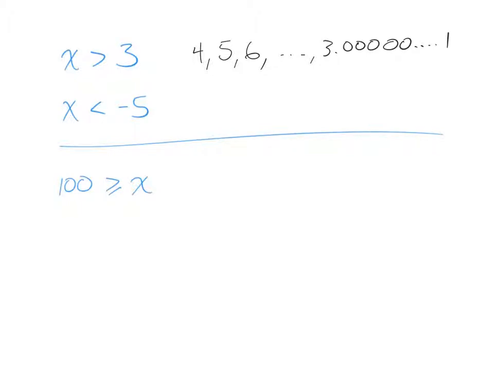And we can do something similar for the next one. x is less than -5, so you just need a number that's less than -5, or to the left of -5 if you want to think of it. We could have -6, -7, -8, -9, and so on, as long as it is less than -5.